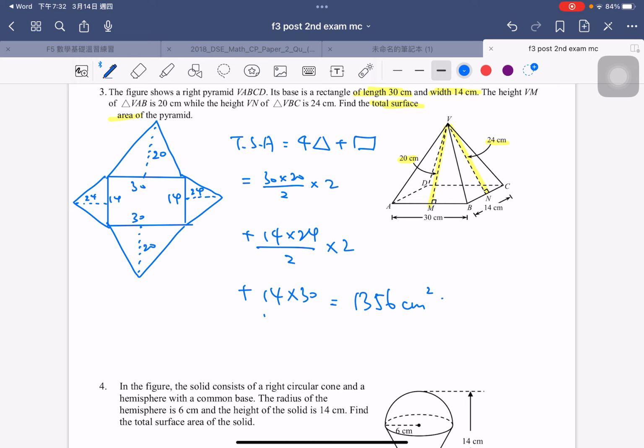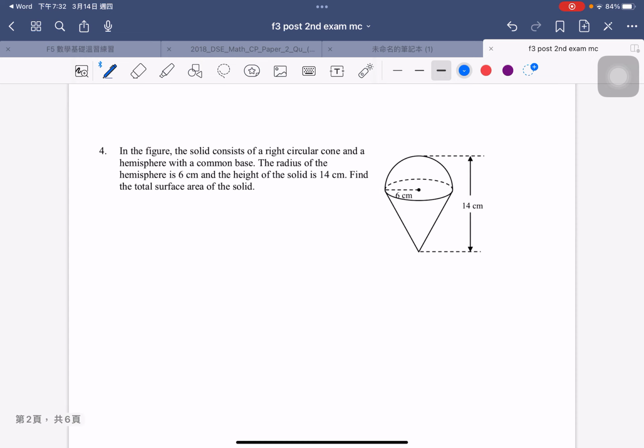Okay, so question 4 actually looks like an ice cream, isn't it? It's a hemisphere together with a circular cone. So let's read the question. The solid consists of a right circular cone and a hemisphere with a common base. The common base means the hemisphere's radius is the same as the cone's radius. The radius of the hemisphere is 6 cm and the height of the solid is 14 cm. The height of 14 means the total height of the hemisphere combined with the cone.